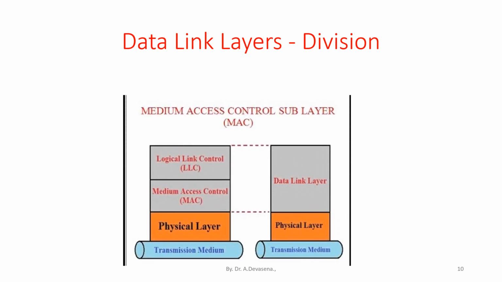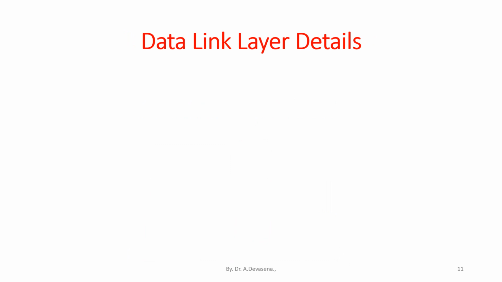Let us see the divisions that are present in the data link layer. This is the representation of the physical layer and data link layer. The data link layer is divided into two layers. One is medium access control, that is the MAC layer. It is a sublayer, and the other one is the logical link control, LLC. This medium access control layer is connected to the physical layer, and the logical link control layer is connected to the network layer. See the data link layer details with a small picture.